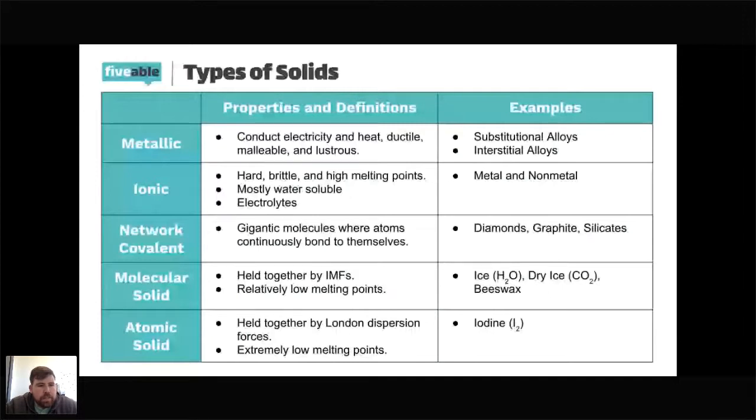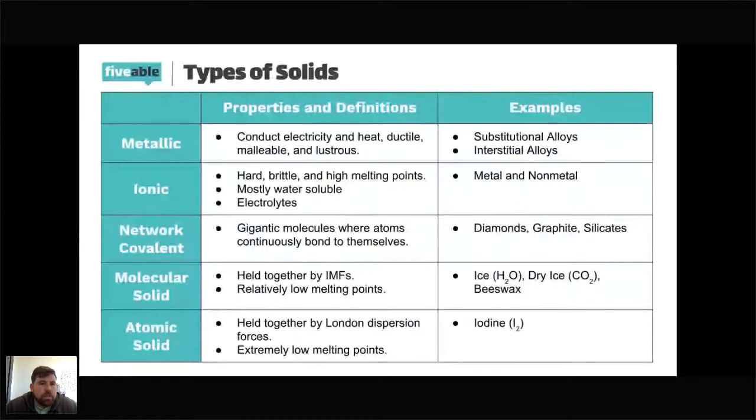Metallic substances have the ability to conduct electricity and heat. They are malleable, which just refers to their ability to be hammered into sheets. They are ductile, which refers to their ability to be pulled into wires. And they're lustrous. They're shiny. And this is all due to the sea of electrons model. These models were talked about in some of our older streams, but if you have questions at the end, I can definitely go over that.